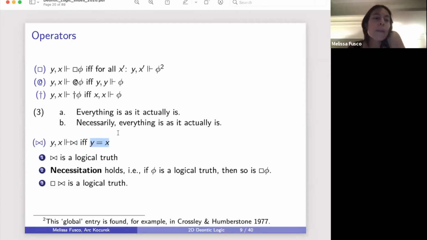So the goal of bow tie is to sort of go proxy for a sentence like "everything is as it actually is." We can think that, in some sense, like the sense Kaplan was trying to get at in demonstratives, bow tie is a logical truth. I don't have to look at the world to see that bow tie is true. But suppose necessitation holds, right? If phi is a logical truth, then so is box phi. Well, then you would get that box bow tie is a logical truth, which seems to be no good.